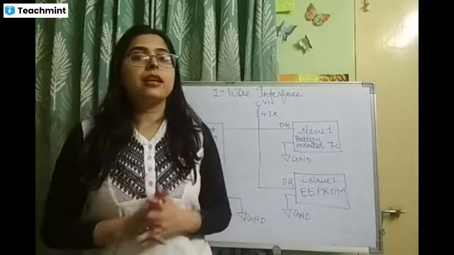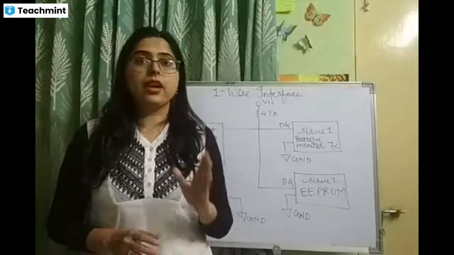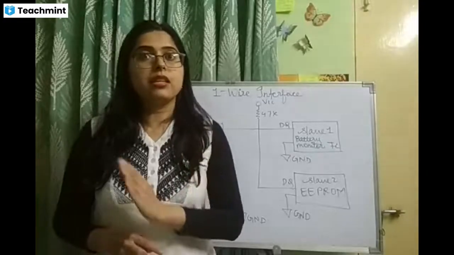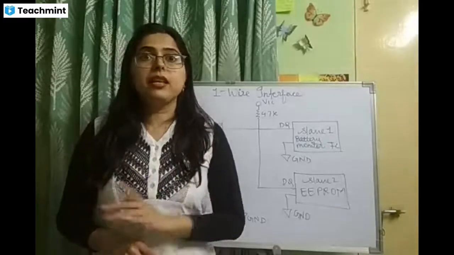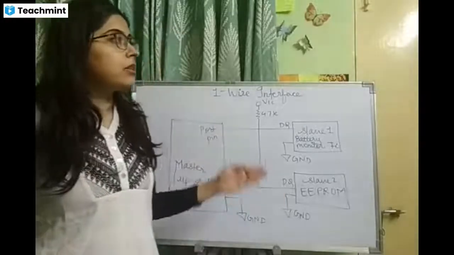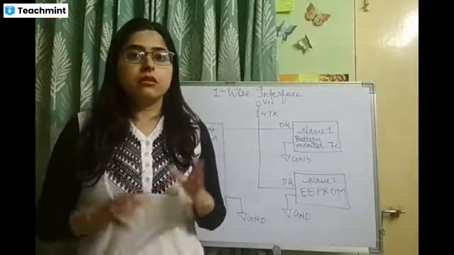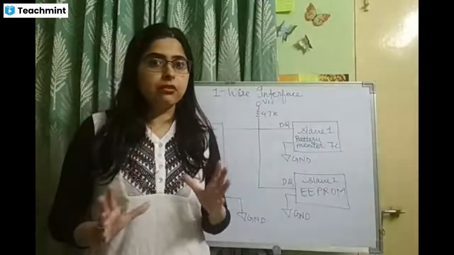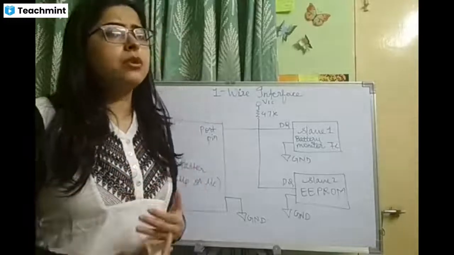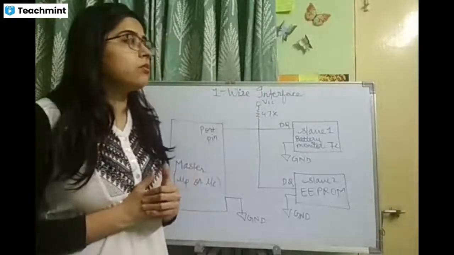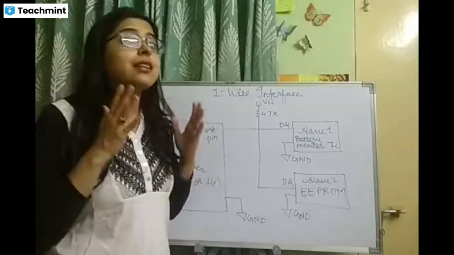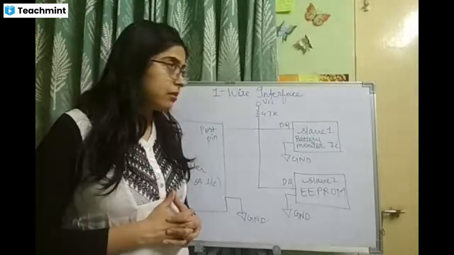Now, this identification number consists of a 48-bit serial number, 8-bit CRC, and 8-bit family code. Okay, so this is about the 64-bit identification number. Okay, now how does the communication take place? Means what are the activities when the communication is initiated? What exactly happens? That we are going to discuss.